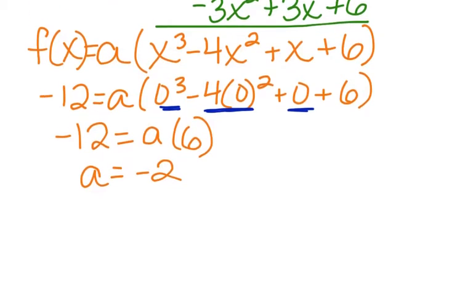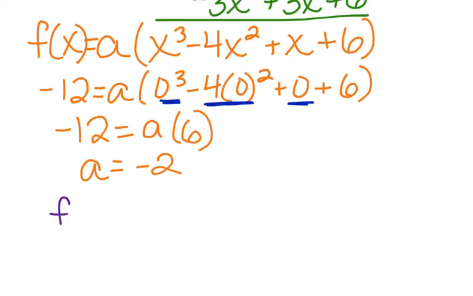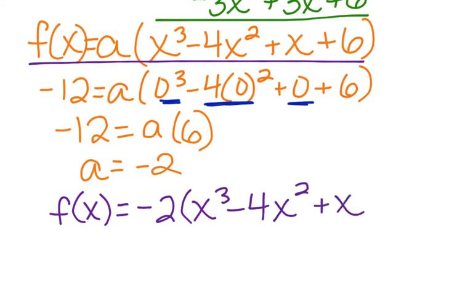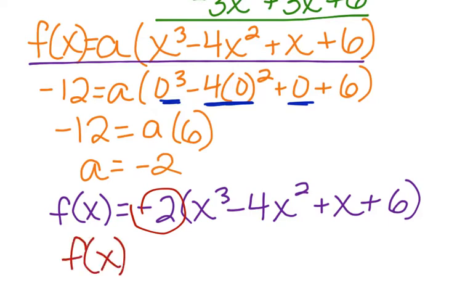Now, for the final step here, we're going to take f of x equals, I'm looking at this part right here, so we now know our a value is negative 2, and then x cubed minus 4x squared plus x plus 6. Now what I want you to do, and I'm going to stop the video here, I want you to go ahead, take this negative 2, distribute it into everything, and you come up with what the final answer to this would be.